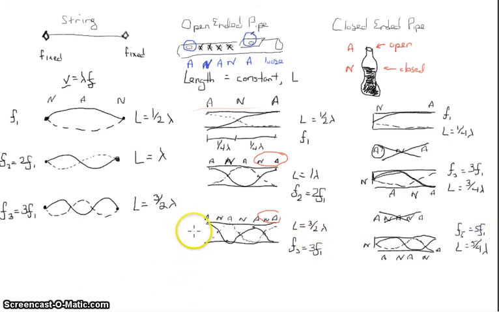Alright, and that does it. You have string, open-ended pipe, closed-ended pipe. Now you just have to keep in mind, for all of them, that the string ends will be fixed, so you have to have nodes on the ends. The open-ended pipe would have to be antinodes, and for the closed-ended pipe, the closed end is a node and the open end is an antinode. From there, if you can draw your standing wave pattern, you're in good shape. Everything can be solved from there.